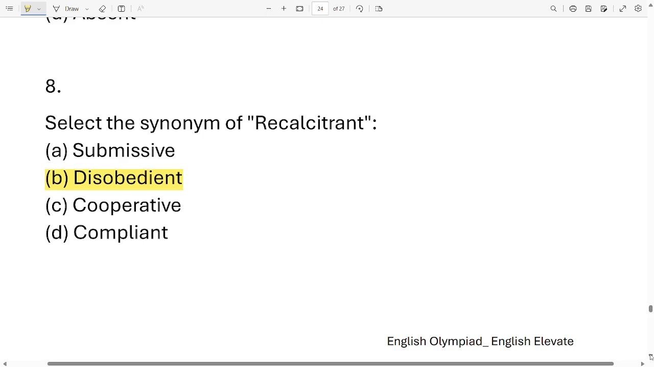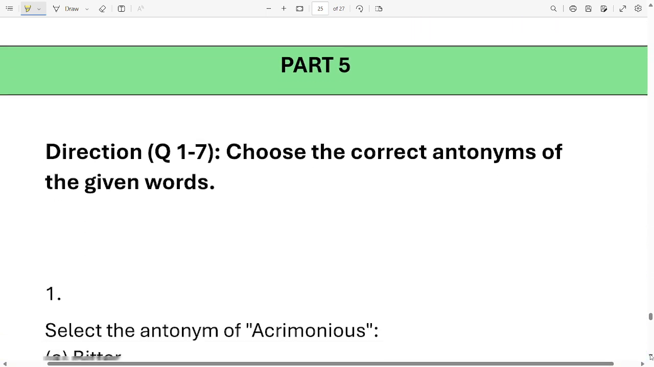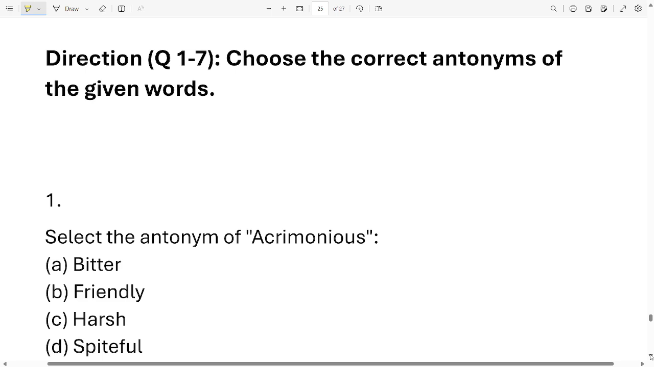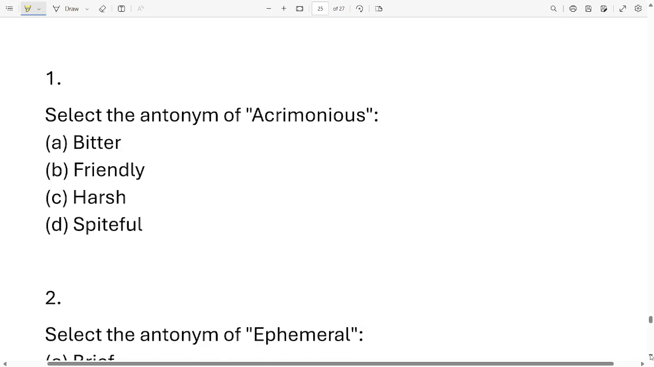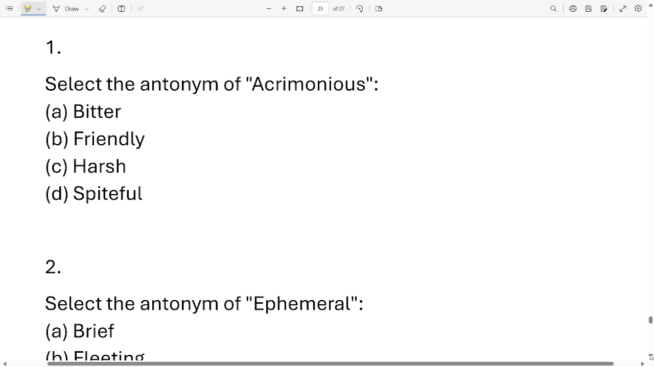Okay. Now we have reached part 5. It is having 7 questions. It's written, the instruction to solve them is choose the correct antonyms of the given word. First word, select the antonym of acrimonious. Options are bitter, friendly, harsh, spiteful. Which one is the correct option? It is option B, friendly.